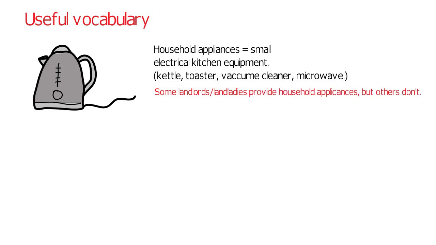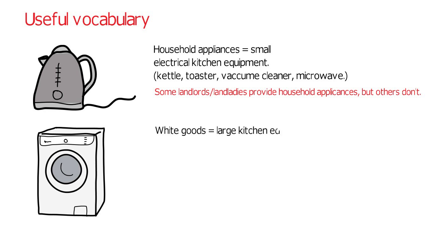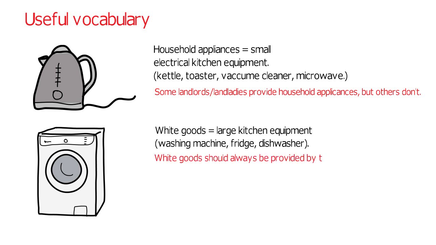Some landlords provide household appliances with their houses, and some don't. Don't forget to ask. The large appliances, such as the fridge, washing machine and dishwasher, are called white goods. White goods should always be provided with the house, even if it is unfurnished.